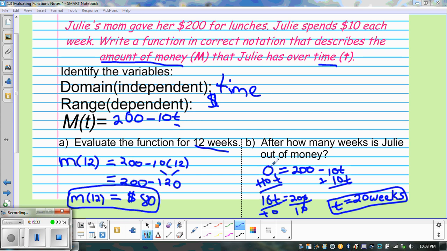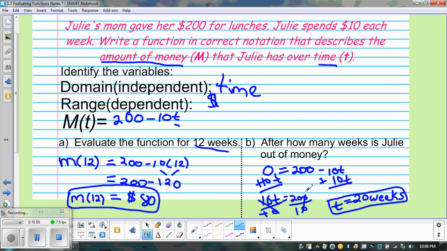I took the original function, m of t equals 200 minus 10t. Instead of m of t, I wrote a 0 here. She will run out of money when her balance is 0. So then to solve it, I added the 10t to the other side. So I have 10t is now equal to 200. Divide by the 10, and 200 divided by 10 is 20 weeks.